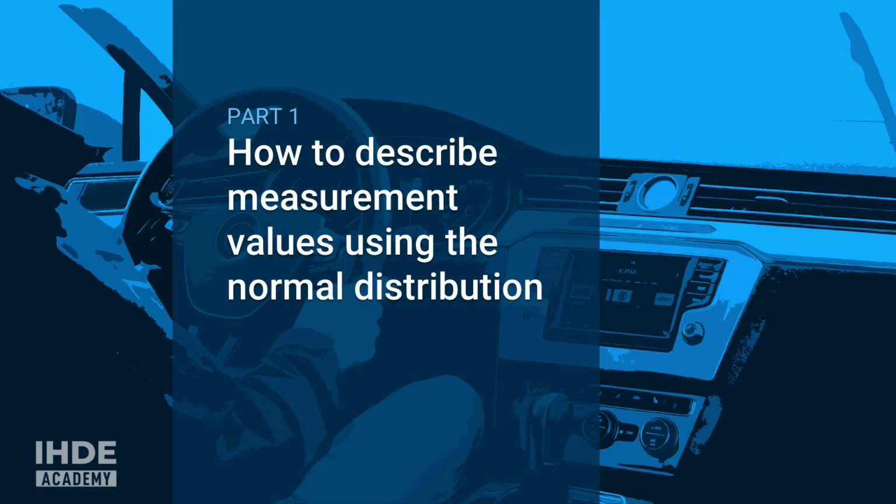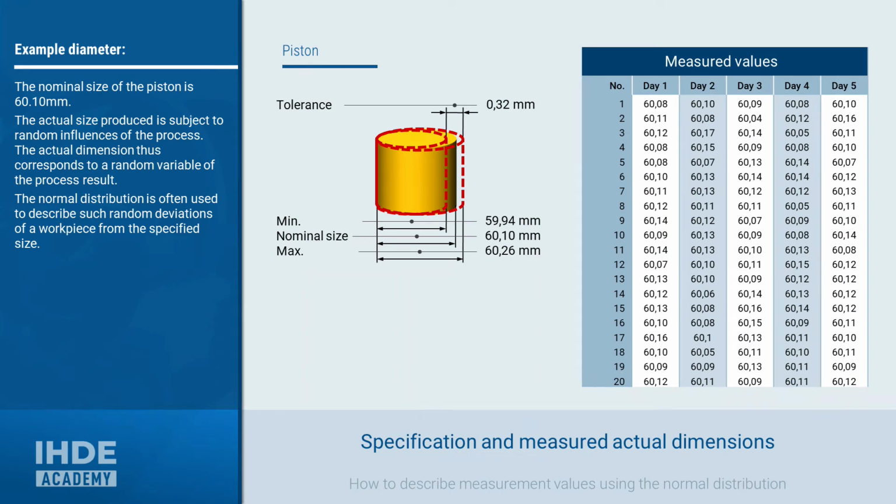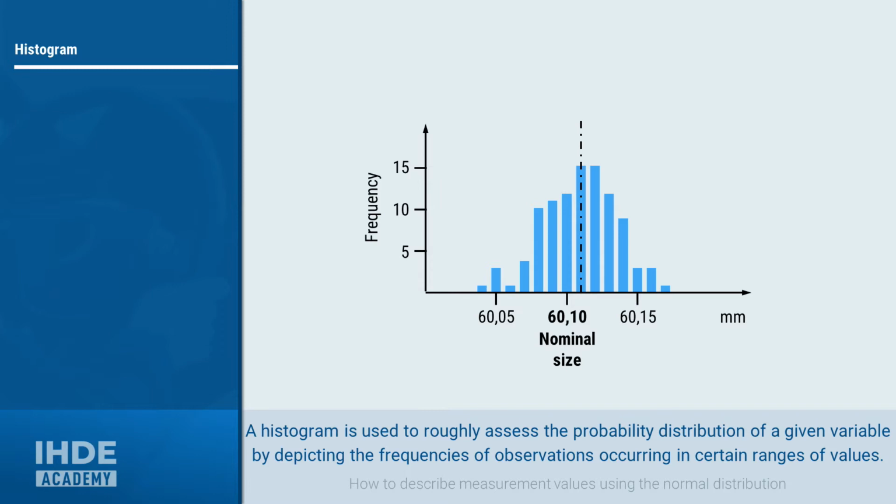Let's get started with the description of the distribution of measured values through the normal distribution. The starting point is again the already known diameter of this piston. It has a nominal size of 60.1 mm. On each of 5 days, 20 samples were taken and the diameter was measured. The measured actual values were entered in the table on the left. An initial distribution of the values becomes visible in the histogram. The height of each bar indicates how often the corresponding measured value has occurred.